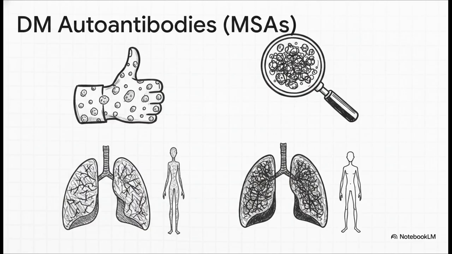And if you see anti-MDA5, wow, you really have to be careful. This one is often associated with amyopathic DM, meaning almost no muscle involvement, but it comes with a terrifyingly rapid and progressive interstitial lung disease. Finding these specific antibodies is exactly what dictates whether you just lean on standard corticosteroids or if you need to immediately escalate to aggressive second-line immunosuppressants.